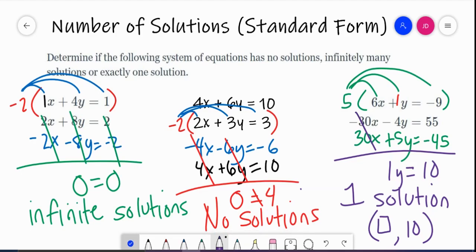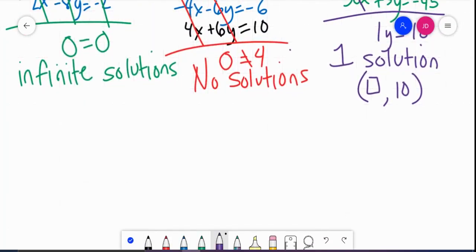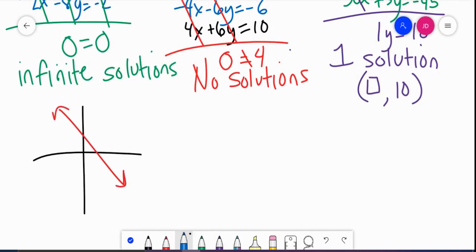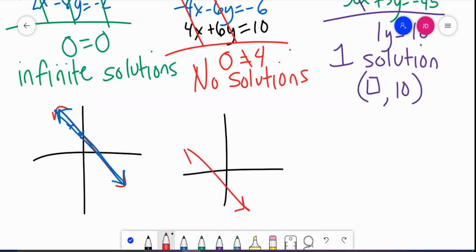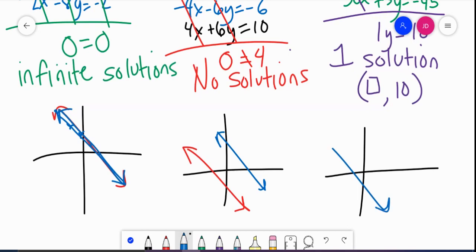And again, graphically, what does infinite solutions look like? Infinite solutions looks like you have one line right on top of another line, and they intersect at an infinite number of points. When you have no solutions, you have two lines that never intersect. They have the same slope, the same coefficient, different constants, different y-intercepts, and never intersect. And if they have one solution, they will intersect at one spot, and that is your solution.